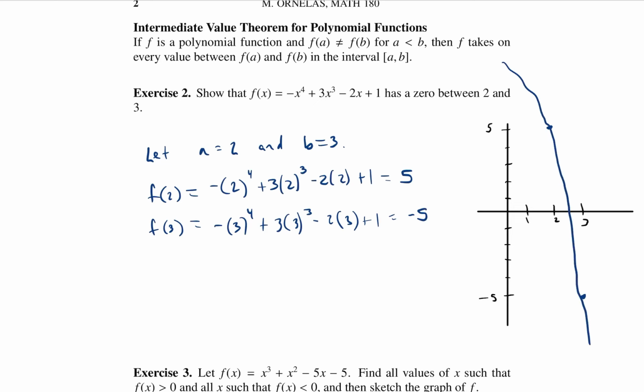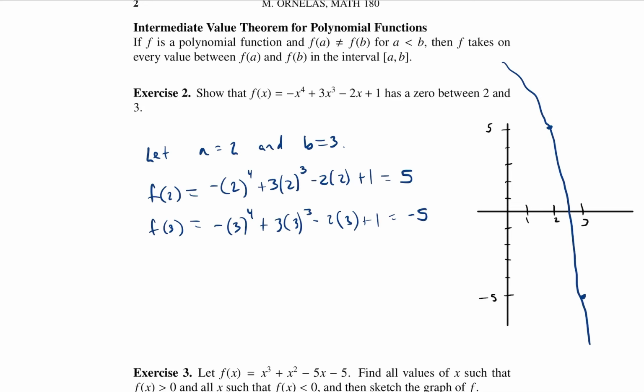So if f takes on every value between 5 and negative 5, that means it must cross the x-axis somewhere between 2 and 3. And so that's what it's saying. It's saying that f has to take on every value between f of 2 and f of 3. So therefore, there must be a 0 somewhere between 2 and 3. That's what this theorem says.